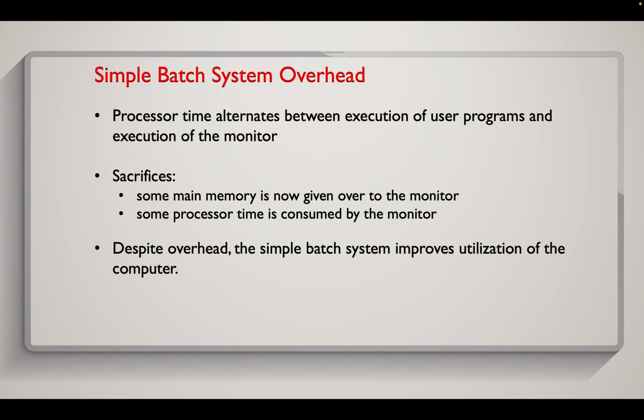Simple batch system overhead: processor time alternates between execution of the user program and execution of the monitor. So we sacrifice some main memory, which is now given over to the monitor. Some processor time is consumed by the monitor. Despite the overhead, the simple batch system improves utilization of the computer.